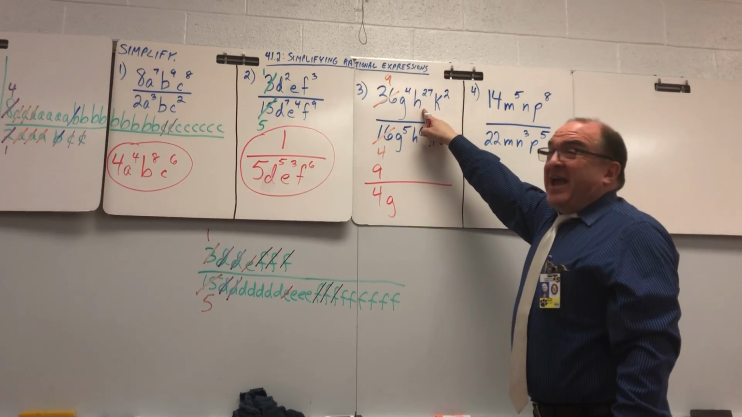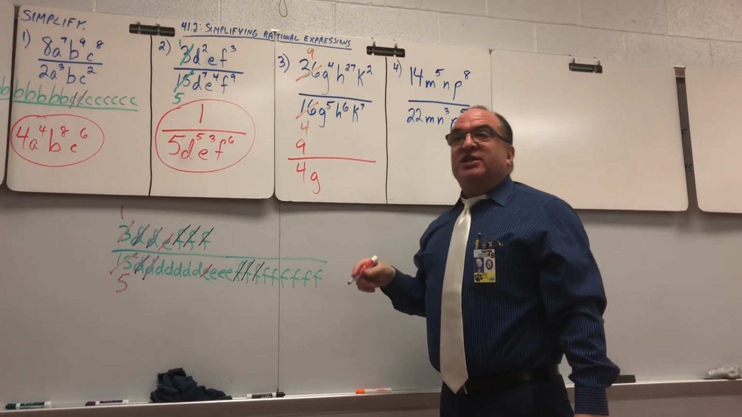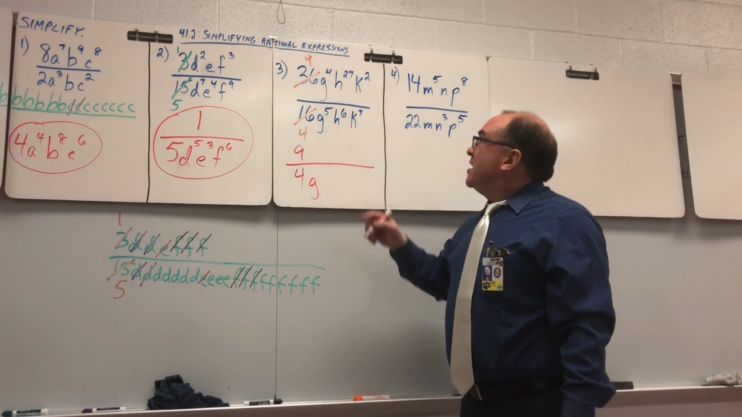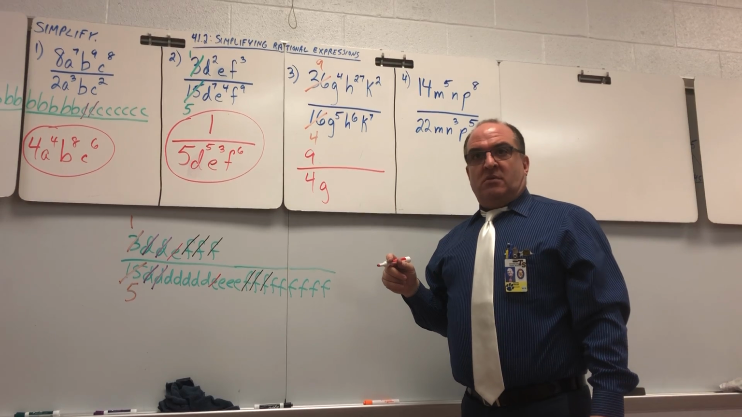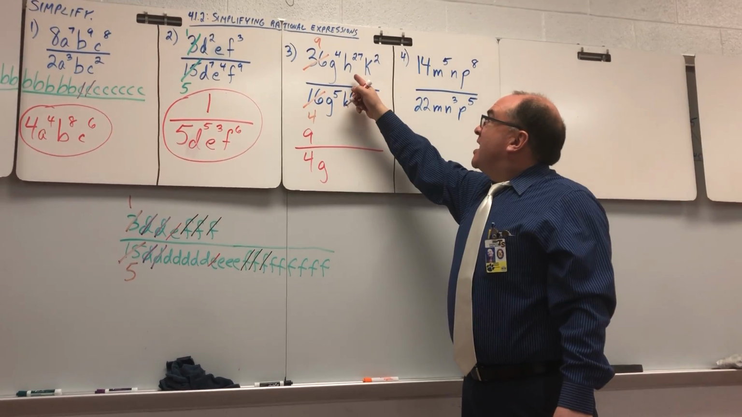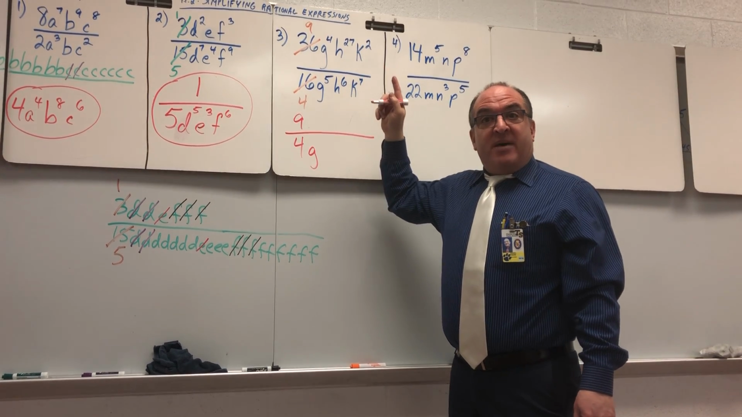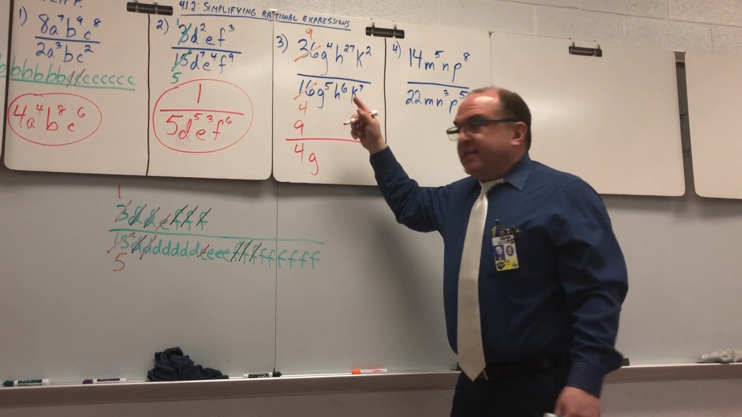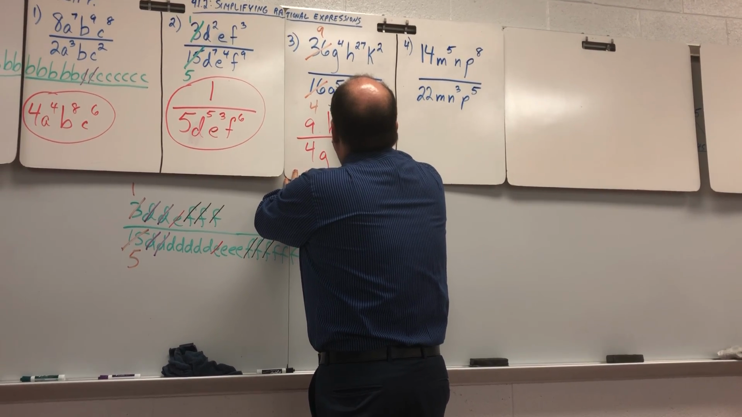Over here, you have h to the 27th on top and h to the 6th on the bottom. What's 27 minus 6? 21, right? So 21, is it going to be on the top or is it going to be on the bottom? This one's on the top because the higher exponent was on the top.